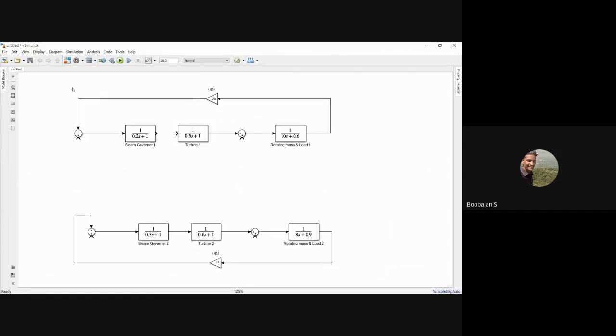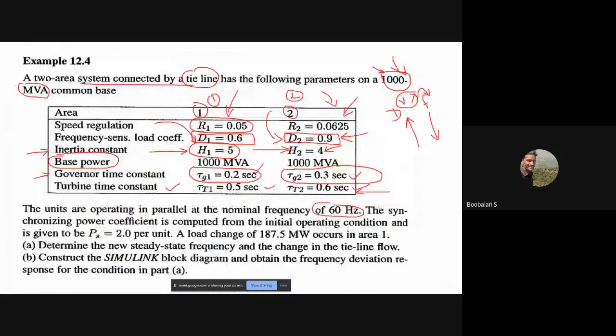Area number 1 will represent my area 1 load power system, and this one will represent my area 2 load power system. Got idea? Now we need to connect these blocks. The two area system we need to connect through a tie line. We could see the two area power system is now connected through a tie line.